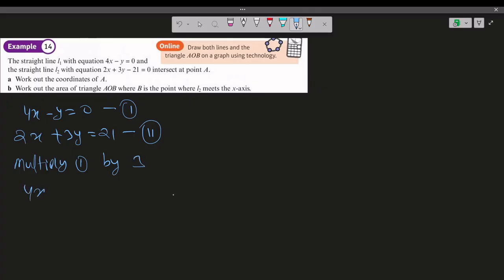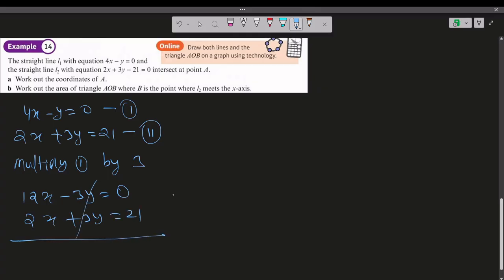So it will be 4x minus y, when I multiply by 3, it will get multiplied by the whole. So 4 times 3 is 12x minus 3y equals 3 into 0, that is 0 only. Let us write the same thing, equation number 2: 2x plus 3y equals 21. And now, minus 3y plus 3y you can cancel. So 12x plus 2x is 14x. 14x equals 21. Okay. x equals 21 by 14, by the way. Am I correct till now?